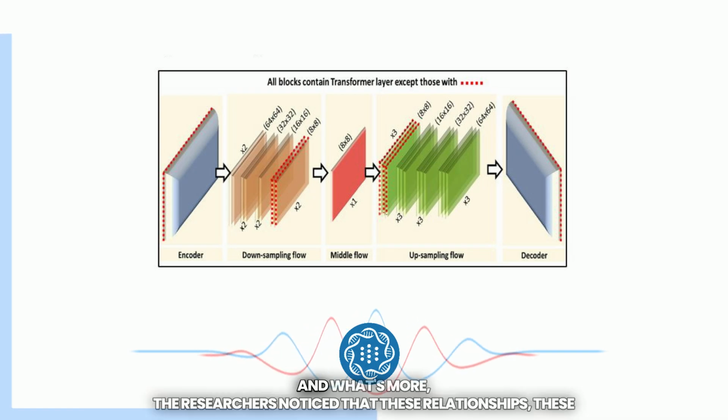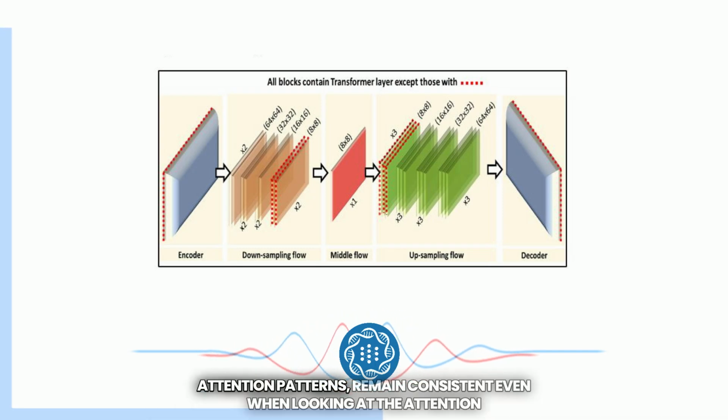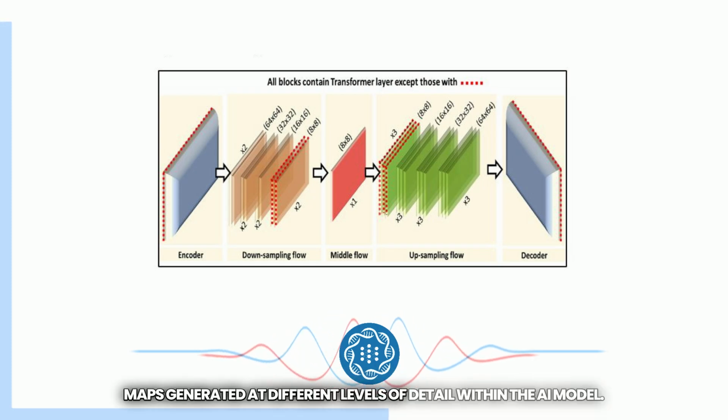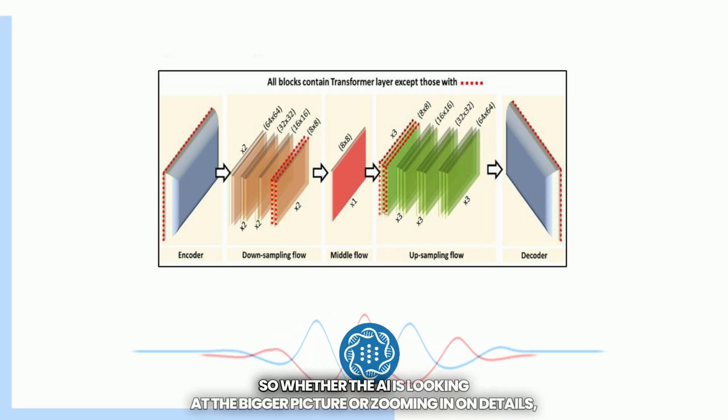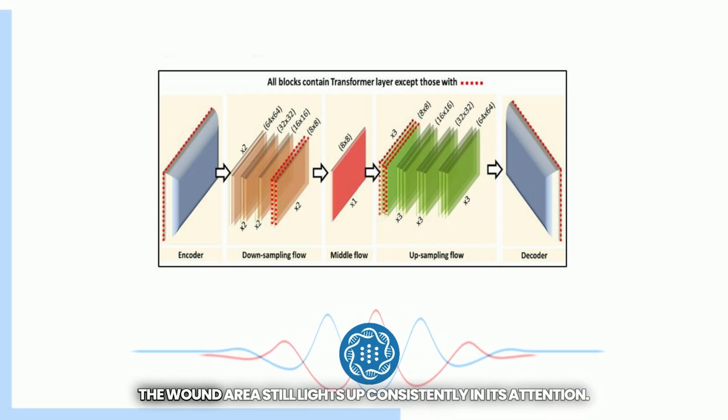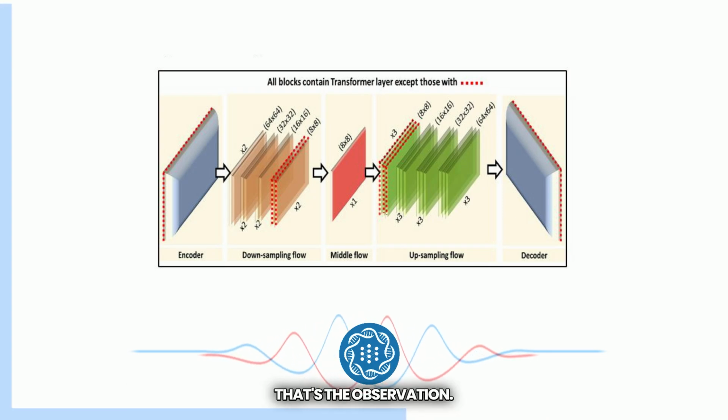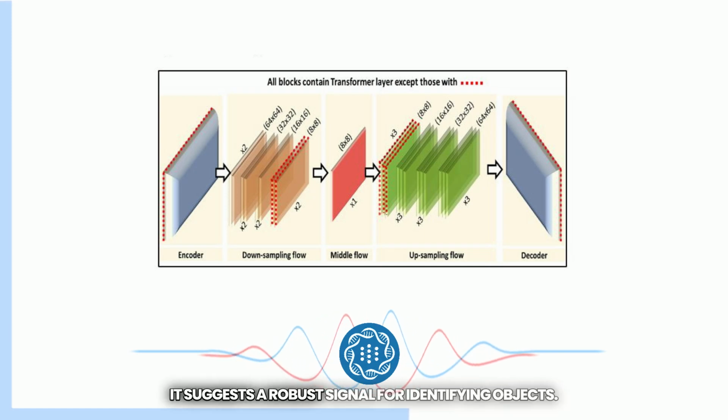Exactly. And what's more, the researchers noticed that these relationships, these attention patterns, remain consistent even when looking at the attention maps generated at different levels of detail within the AI model. So whether the AI is looking at the bigger picture or zooming in on details, the wound area still lights up consistently in its attention. That's the observation. It suggests a robust signal for identifying objects.